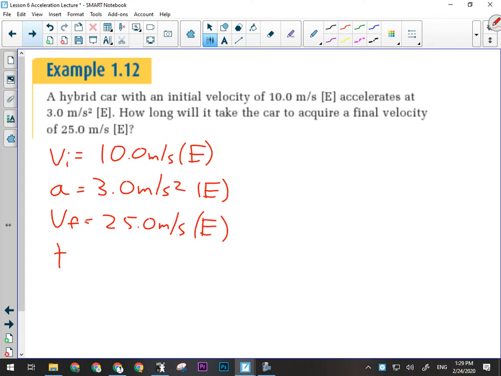Time. Here's why it's important to write down your givens. If you don't have your givens written down, it's harder to choose the right formula. Remember, you've got 5 acceleration formulas on your formula sheet. Writing down your givens helps you to decide which formula is going to be best for you given what you have. Which formula should I use with these things?